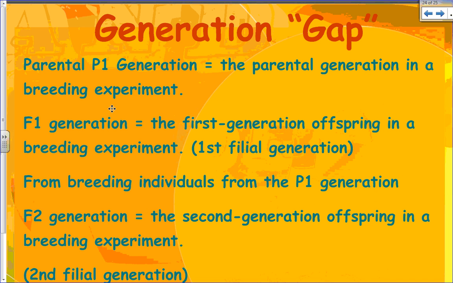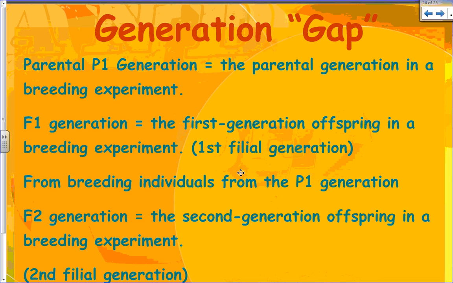Now, just a little bit here on some generations. The parental generation, or the P1, is the parental generation in a breeding experiment. So for Mendel, it was a homozygous dominant and a homozygous recessive pea plant for a particular trait. The F1 generation, called the first filial generation, is the first generation of offspring. Now, the F1 comes about from the breeding between the P1s.